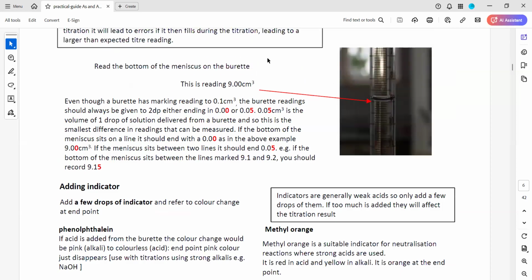Then whenever you are reading, we always read the bottom of the meniscus. For example, here the burette readings are there. So reading the bottom meniscus of the burette, as this reading looks like, this value is there. About the volumetric solution, do we know whether the alkali or acid is of known concentration?